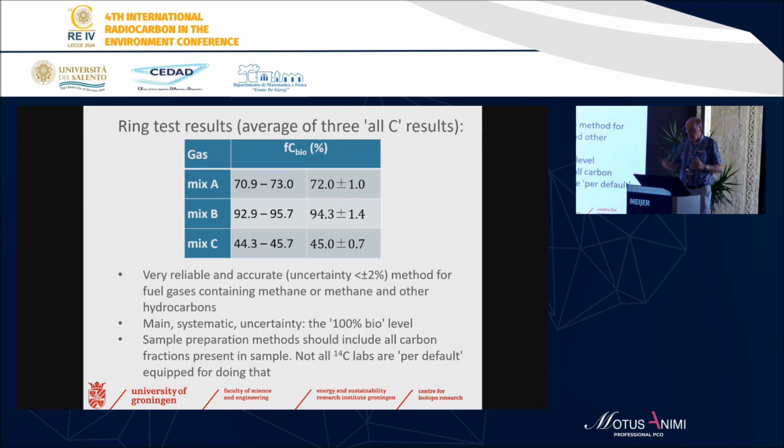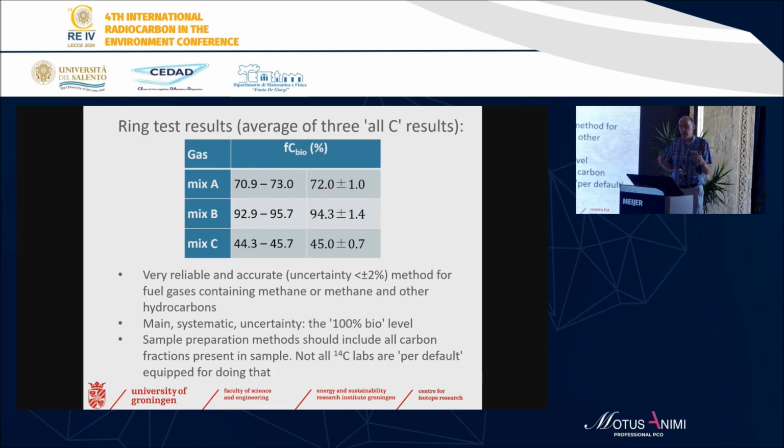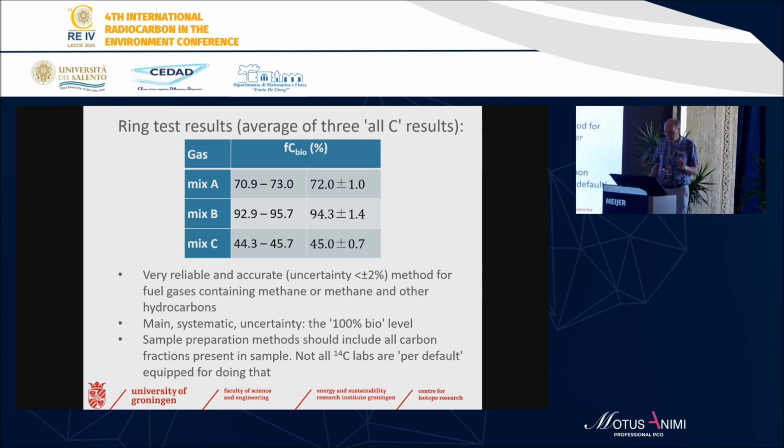Now, and here's then the result of the ring test. So for mix A, B, and C, you see the fraction bio 72, 94, and 45, as kind of expected. Look at the uncertainties that we get from the value. So one would say this is a very reliable and accurate method for fuel gases containing methane or methane and other hydrocarbons. This works. And the uncertainty is better than 2%. And the majority of that uncertainty is systematic. It is, by definition, caused by the 100% bio value that we take.